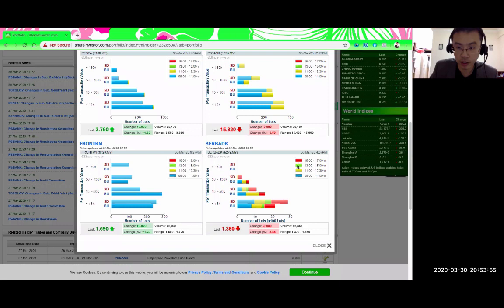The red color tells you that the transaction was done from 3 p.m. to 5 p.m. Green means the transaction was done from 1 o'clock to 3 o'clock. Yellow means from 11 o'clock to 12:30, and blue means from 9 o'clock to 11. So in this case of Serba Dynamic, you see that BU means buy up, SD means sell down.